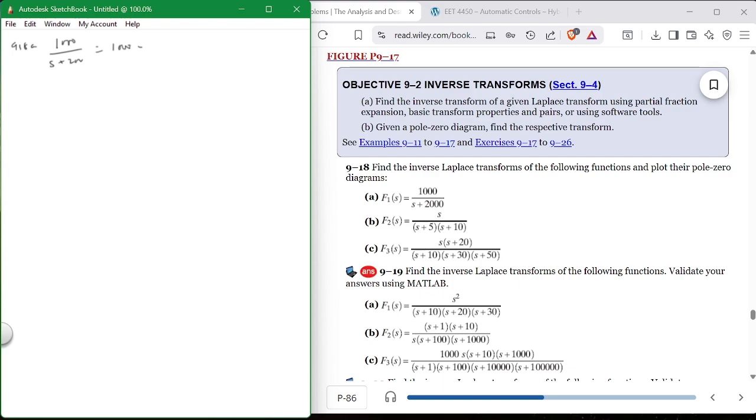Okay, it's 1,000 e to the minus 2,000 T. What do you notice about this course different from the other course if you've taken 4450? They use big numbers here, right? They don't just go with 4 and 5 and 10 and 2 and that. They use 2,000 and all that kind of stuff.